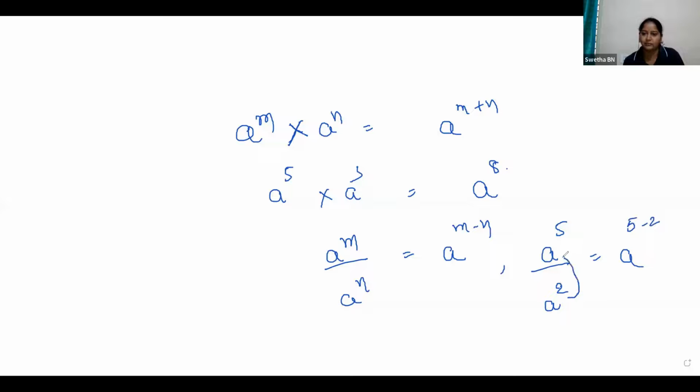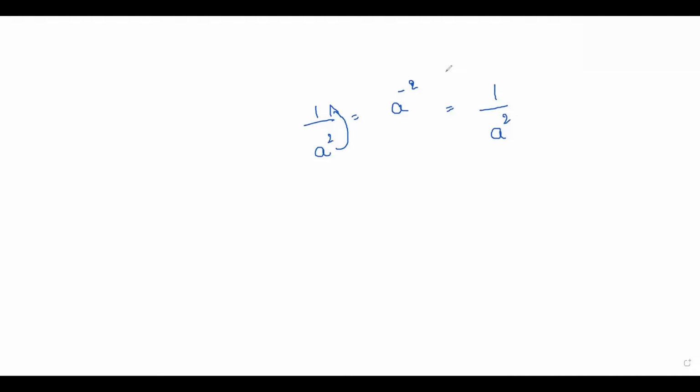If you take a square to the numerator, it becomes a to the power of -2. For example, 1 by a square. See, if you want to take a square to the numerator, it becomes a to the power of -2. Suppose there is a to the power of -2, if you want to make the exponent positive, what we have to do? Bring it into the denominator, 1 by. Got the point? Yes, ma'am. And what is the value of a to the power of 0? If the power is 0, what is the value? Ma'am, 1. Very good.